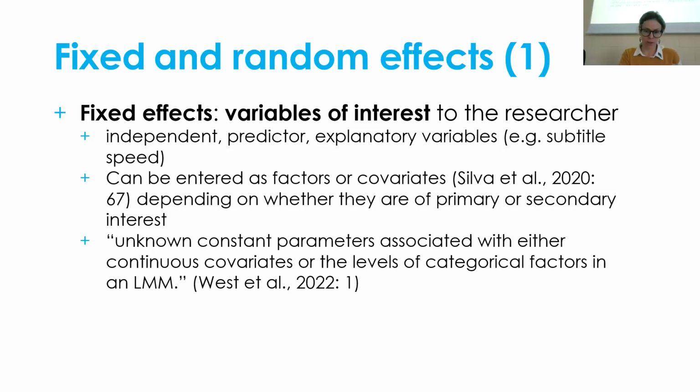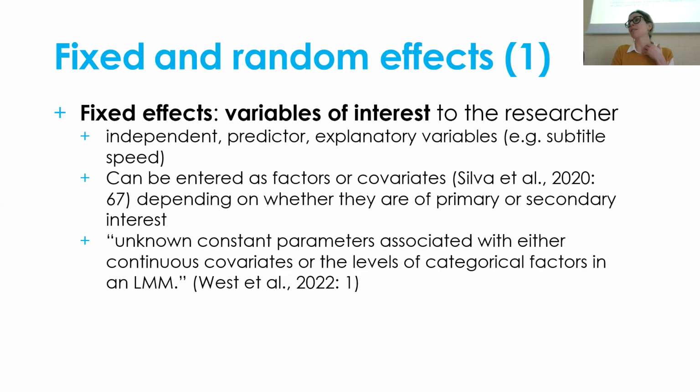Some quotes, this is a particularly cryptic one. Unknown constant parameters associated with either continuous covariates or the levels of categorical factors in an LMM, linear mixed model. What this means is just a fancy and pretty unclear, in my opinion, way of saying that these variables can either be continuous, so it can be numerical, or they can be categorical, right?